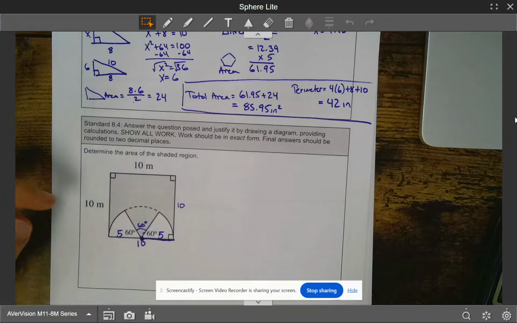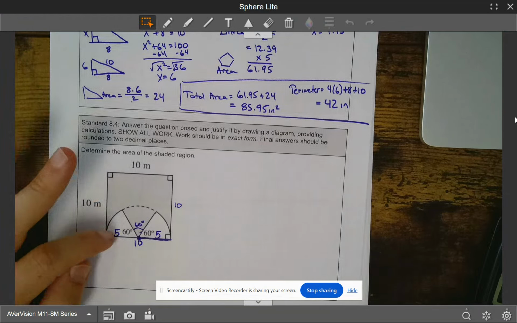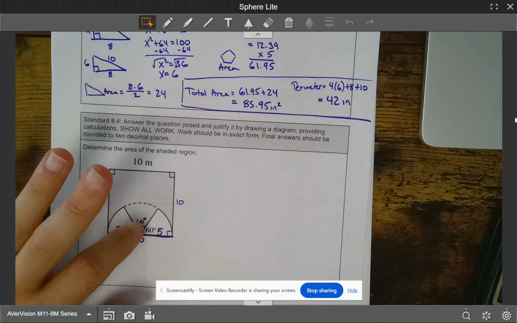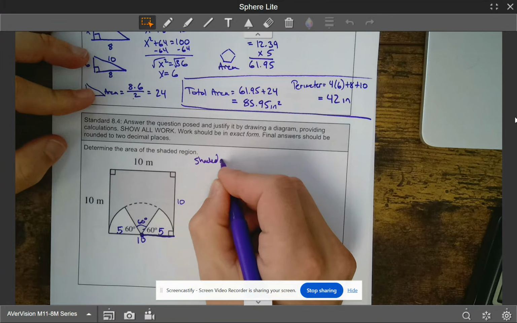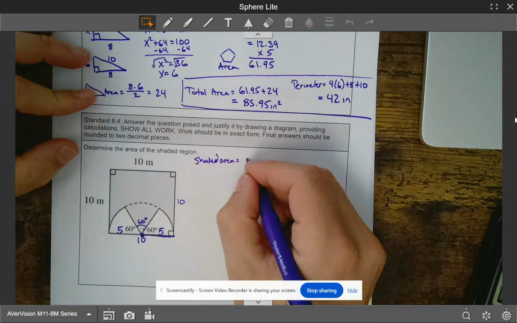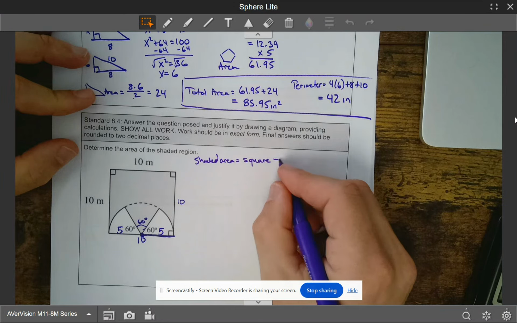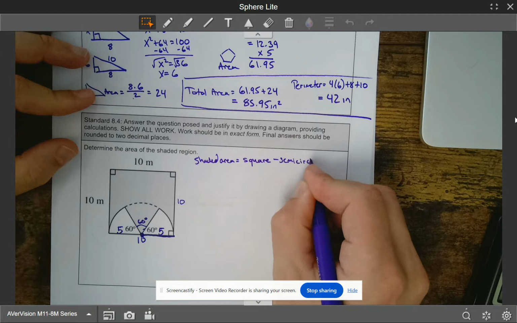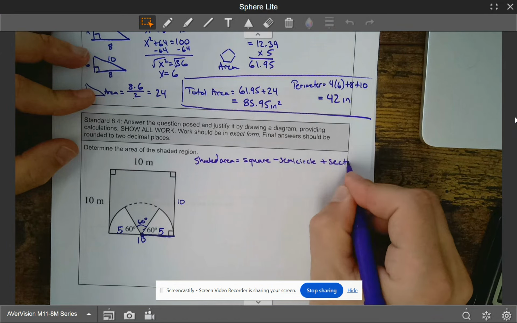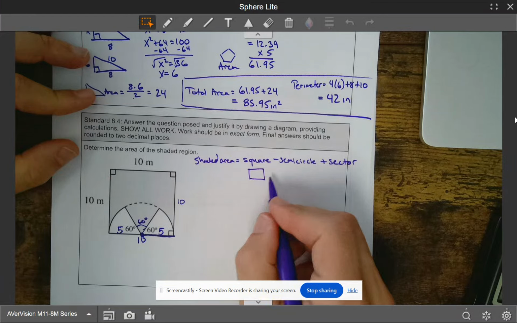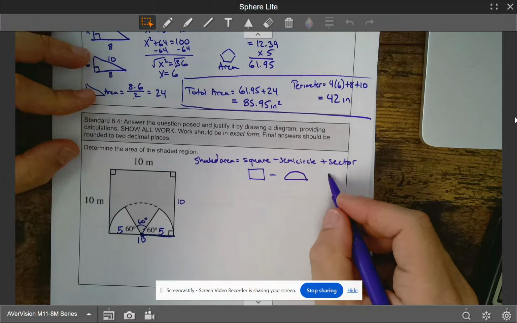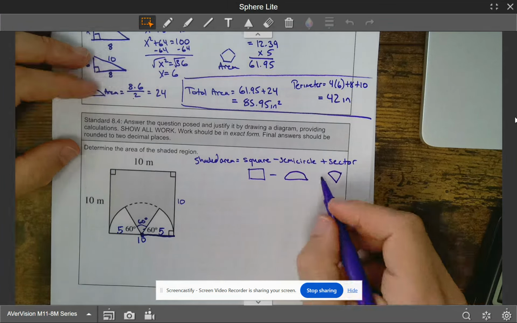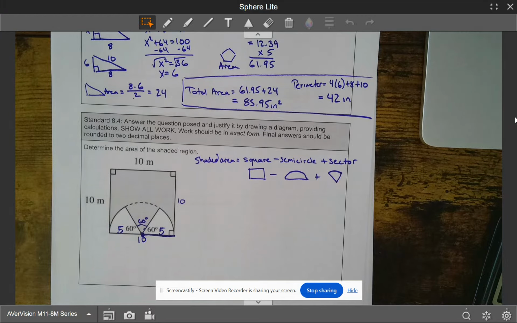Okay, so it looks like we have to take the area of the square, subtract the semicircle, but add back this sector right here. Okay? So I like to always clarify for myself what I'm trying to do. So the shaded area is the square minus the semicircle, but add back that sector. Essentially, it's the square minus that shape, but add back that sector in the middle. Okay? Now I know what I'm trying to do. So now I just need to find the area of each thing.